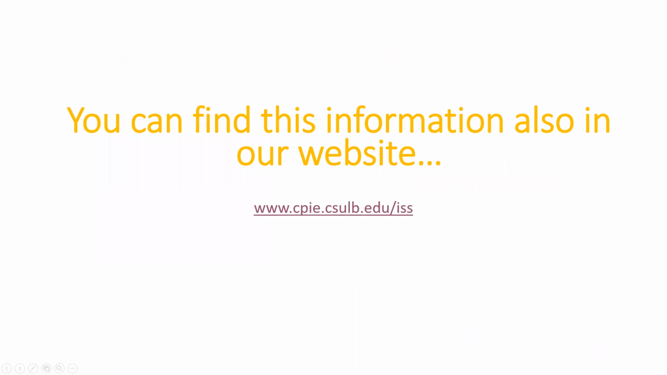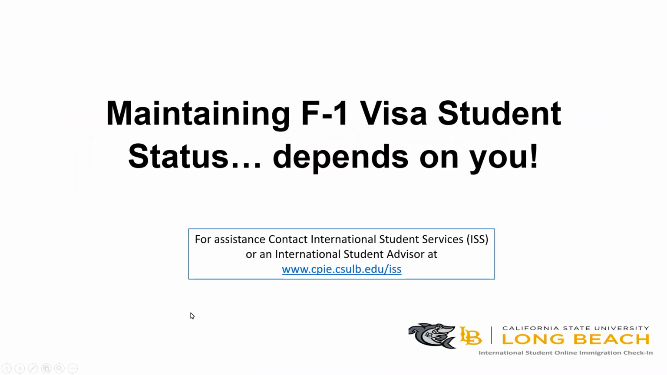All advice and immigration-related communication will always be sent to your school email. So make sure that you are always checking your Cal State Long Beach student email address consistently. And remember, you can find this information also on our website at www.cpie.csulb.edu/ISS. Maintaining your F-1 status depends on you.